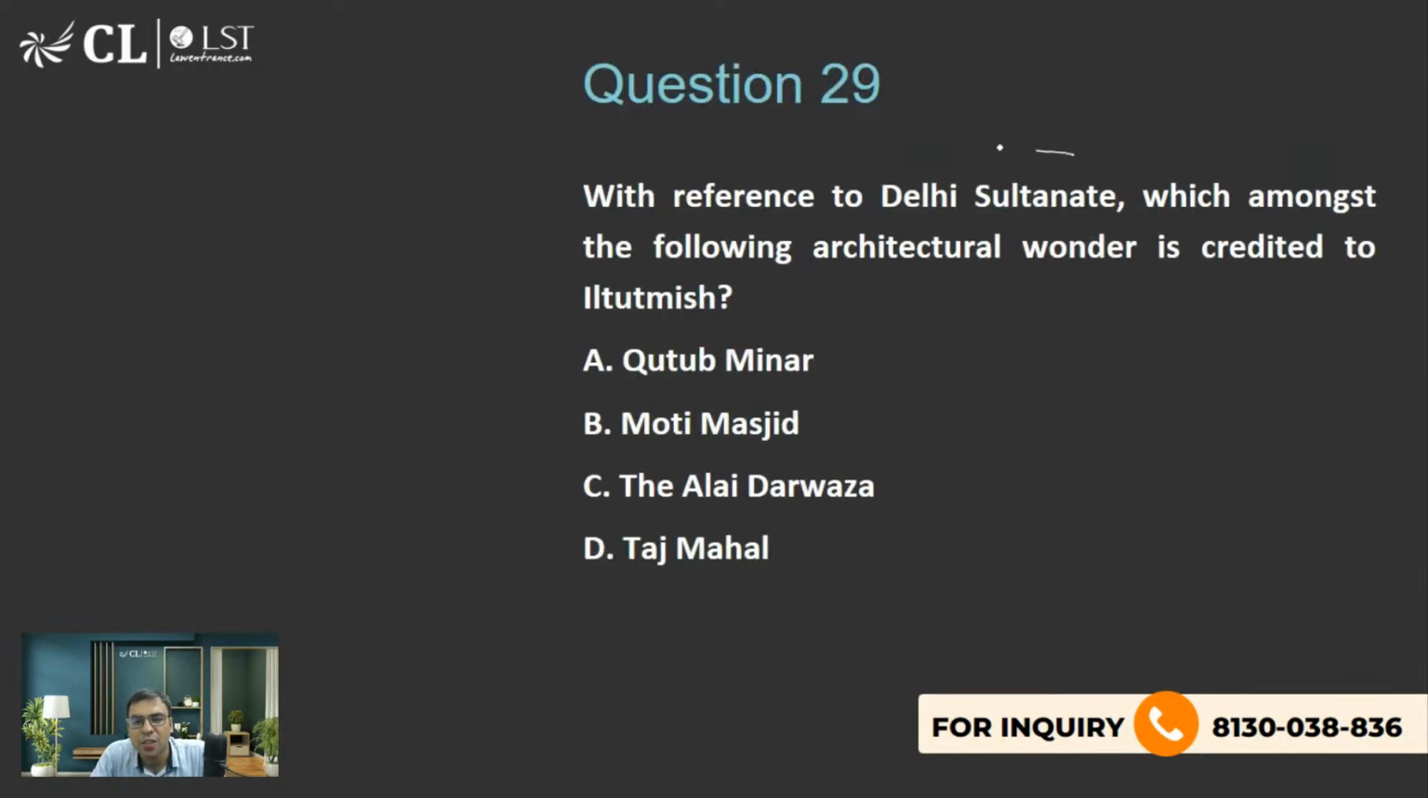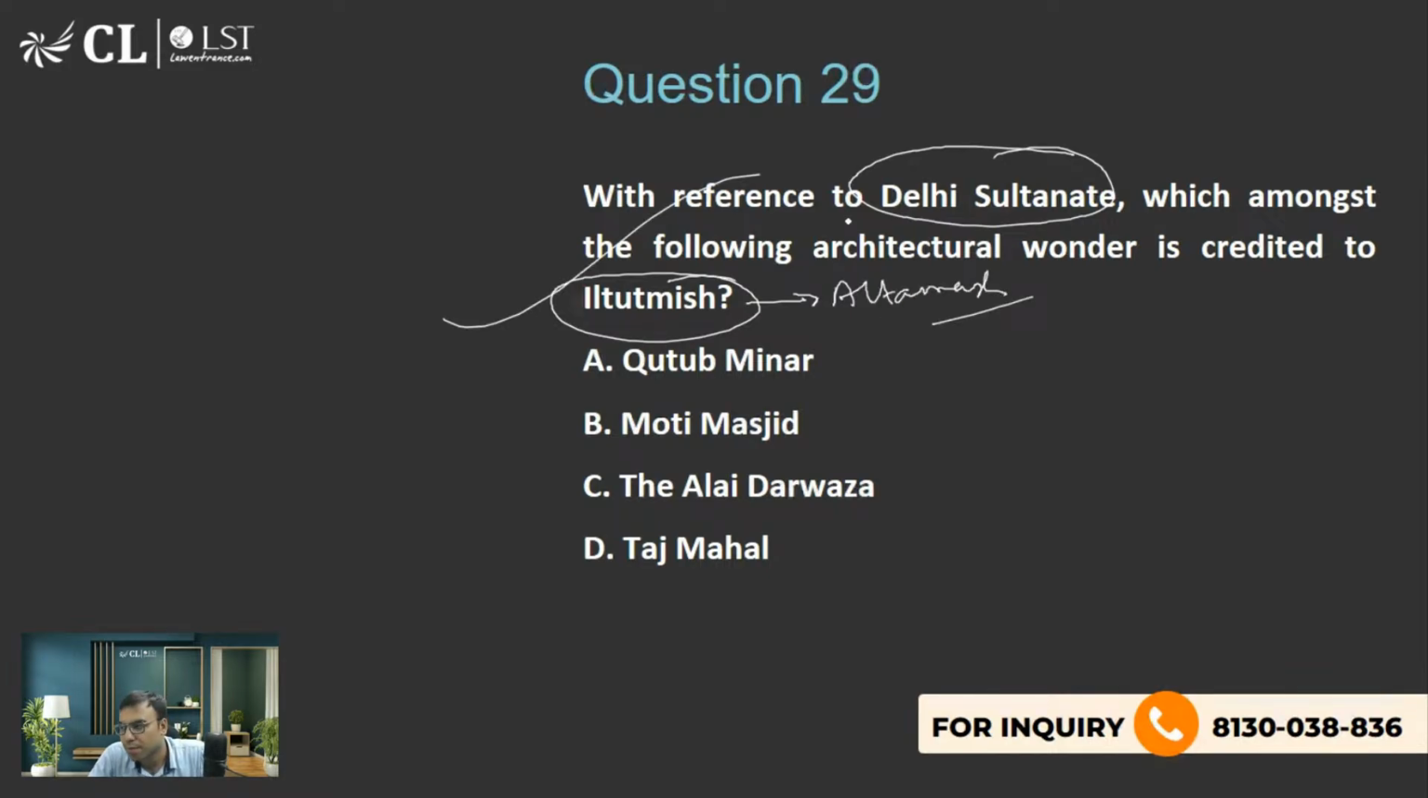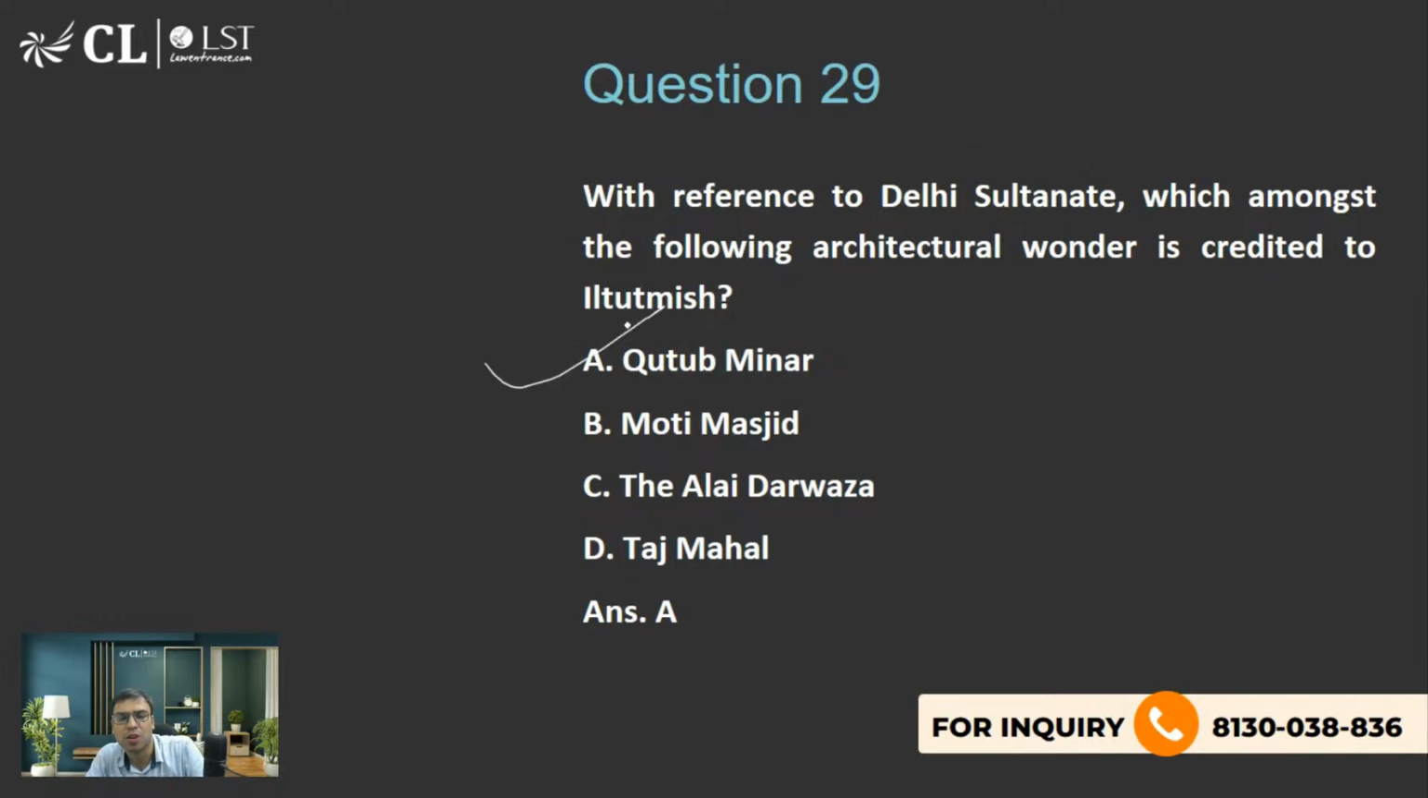Let's move on further. With reference to Delhi Sultanate, which amongst the following architectural wonder is created by Iltutmish, also known as Altamash? ऐसे भी कभी-कभी लिख देते हैं, but Iltutmish is more famous. Qutub Minar, Moti Masjid, Alai Darwaza, Taj Mahal. What is the right answer? Right answer is option A, Qutub Minar. And I hope you are aware, तो आपने सुना होगा. हाँ. Actually, it was started by whom? It was started by Qutbuddin Aibak, but he could not complete it, so it was completed by Iltutmish.